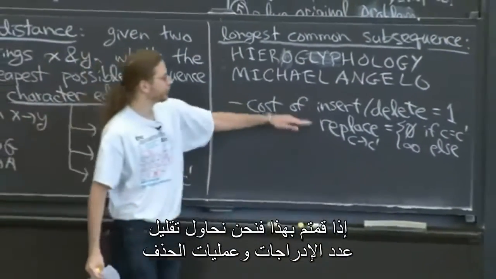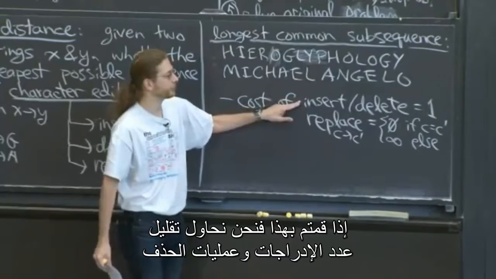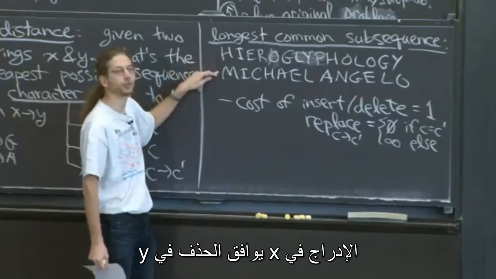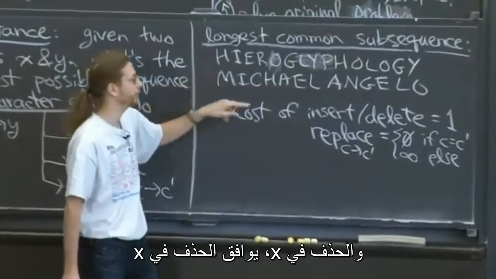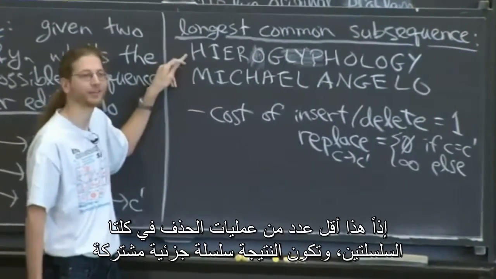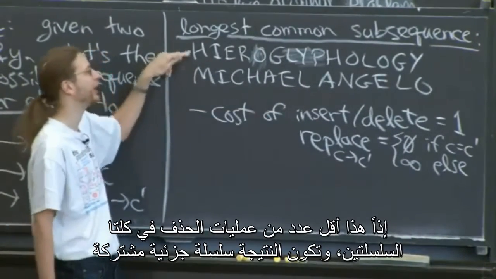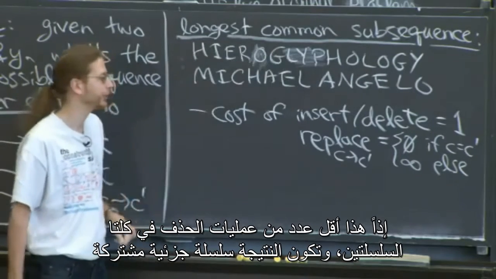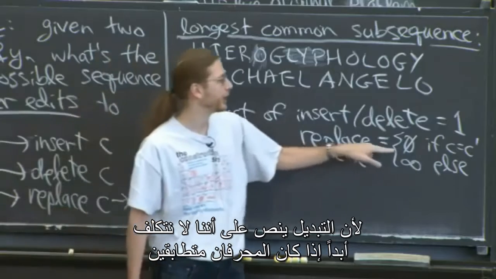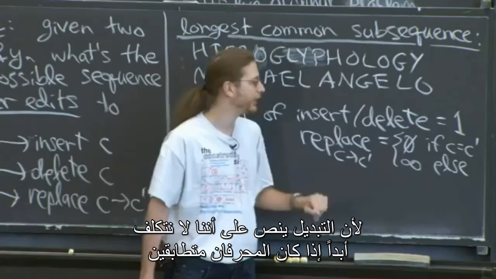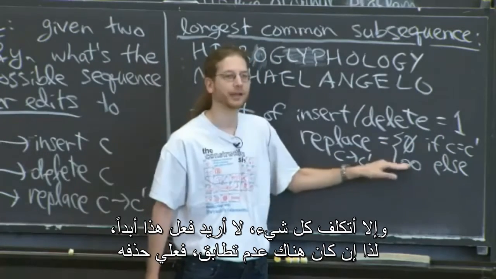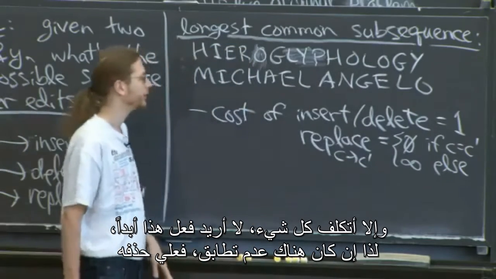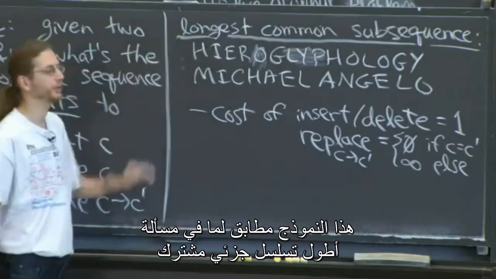So if you do this, you're basically trying to minimize the number of insertions and deletions. Insertions in X correspond to deletions in Y, and deletions in X correspond to deletions in X. So this is the minimum number of deletions in both strings so that you end up with a common substring. Because replacement says, I don't pay anything if the characters match exactly, otherwise I pay everything. I never want to do this. So if there's a mismatch, I have to delete it. And so this model is the same thing as longest common subsequence.